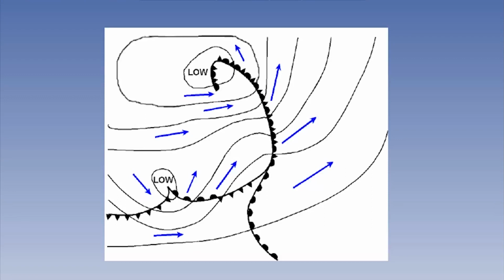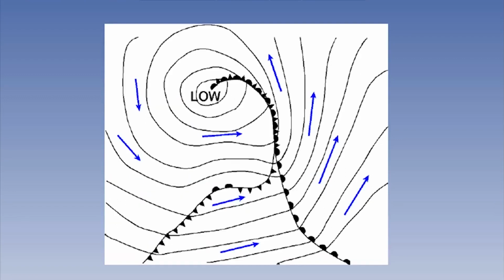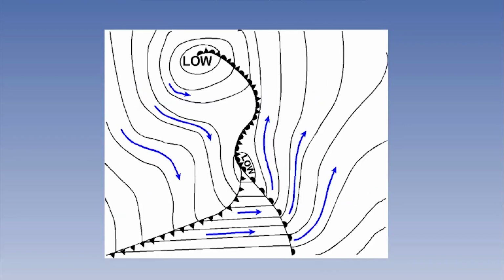Sometimes it develops no more than this and dies away. But on occasions, this secondary depression can develop into a major feature itself and will take over as the older main depression fills and dies.